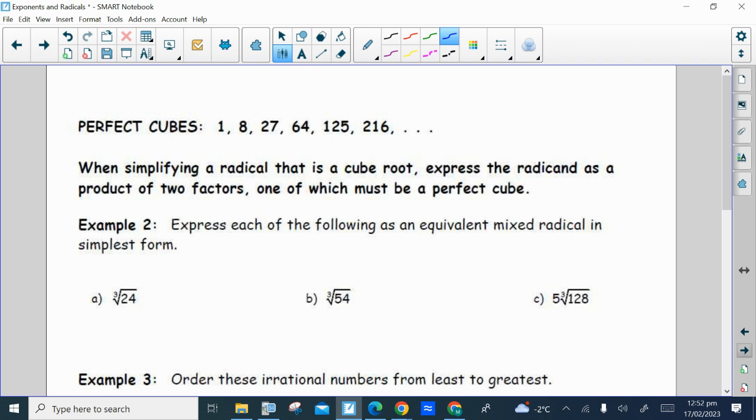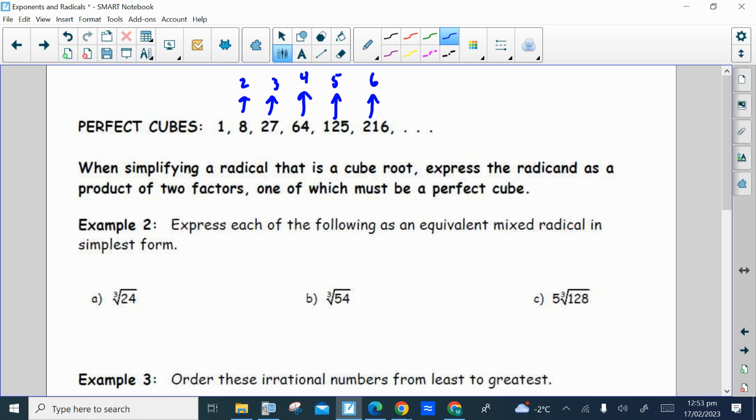We can do the same thing with cube roots, but we need to have our list of perfect cubes, which are written at the top there. So it's done exactly the same way, only these are now all cube roots. The cube root of 8 is 2, right? The cube root of 27 is 3. The cube root of 64 is 4. The cube root of 125 is 5. And the cube root of 216 is 6.